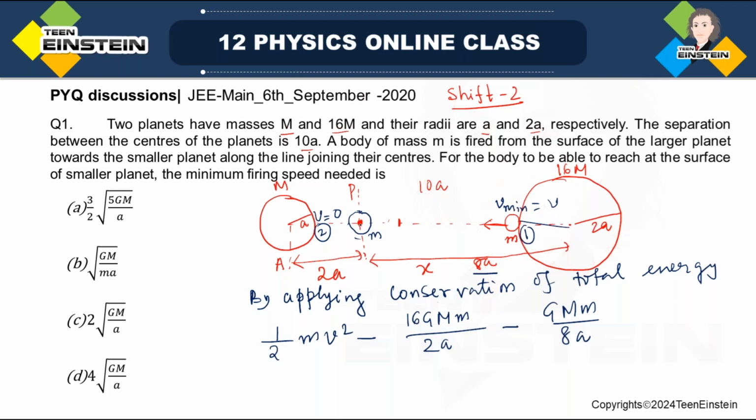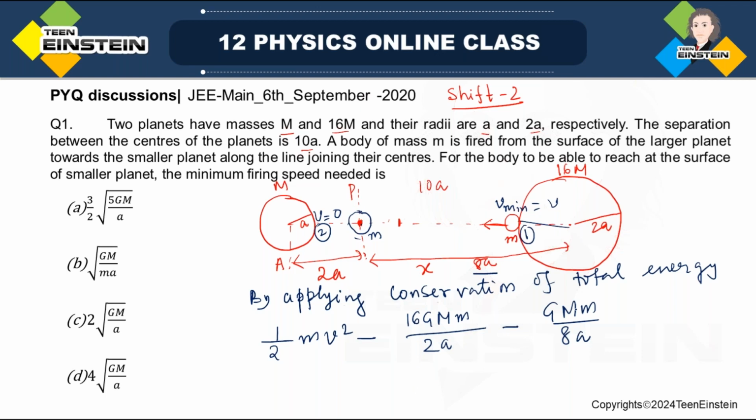See what I'm saying. Since this point is neutral point, I'm just considering the potential energy from this point, the point where the surface of this smaller planet is situated. Why I'm saying this? Because at the neutral point, thereafter there is no force required. All right, so this is why I'm taking this distance.